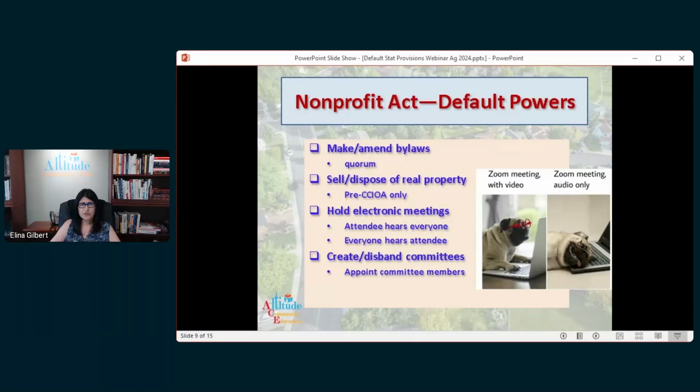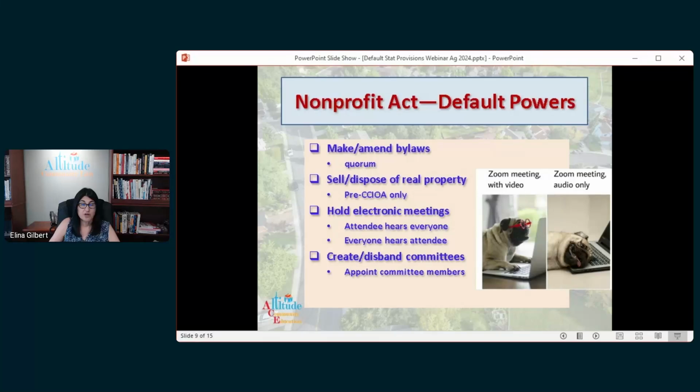is for communities created after Kiowa, if you are trying to dispose of a common element. If it's real property that's not a common element, that's fine. If it's a common element, post-Kiowa communities have a requirement, and you can't get around it. 67% of all votes in the association have to approve the sale or other disposal of common elements. Okay? So don't just assume you can sell whatever property you want.